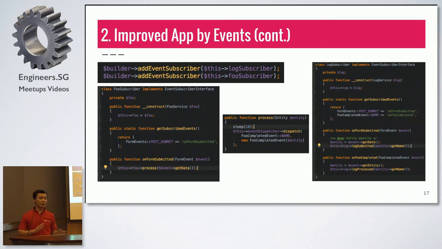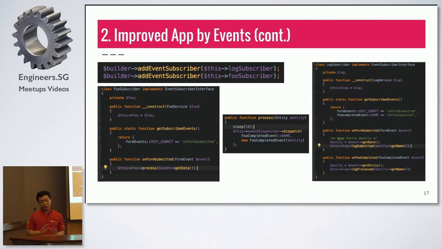So I just sleep for 10 seconds. This is just to simulate a long process activity in our system. And after that, I will trigger another event called the full completed event. And for the log subscriber, I will subscribe to both when the form is submitted and when the service is completed. So by doing this, if I want to have more actions when the form is submitted, I can just keep adding more event subscribers.